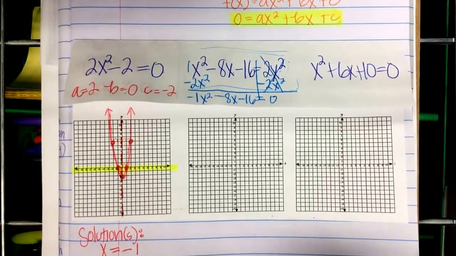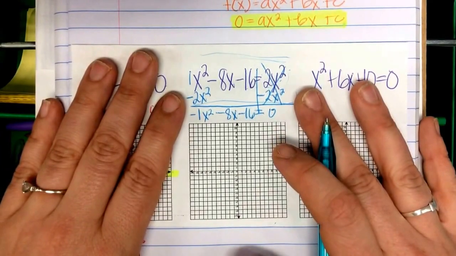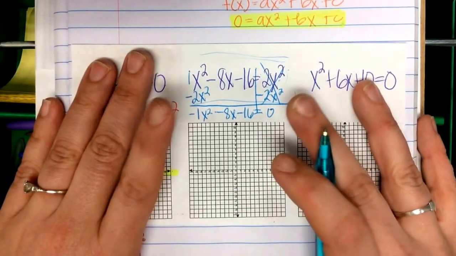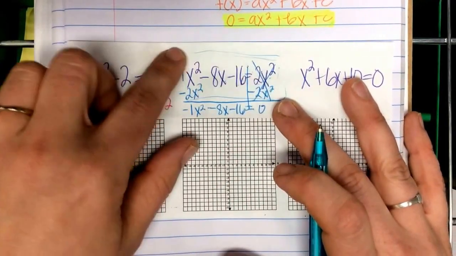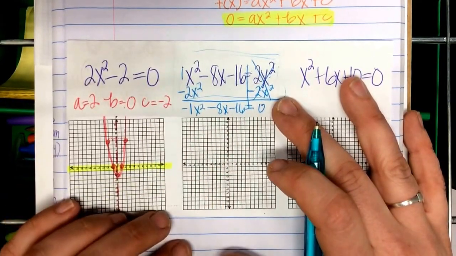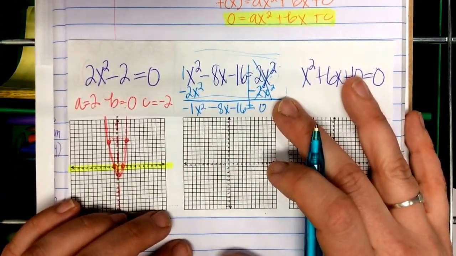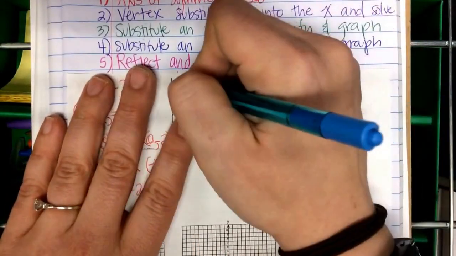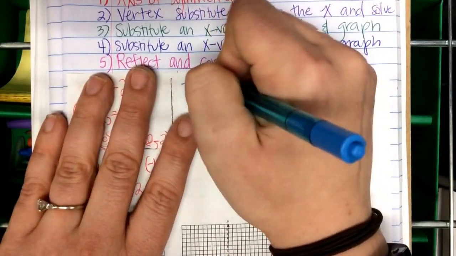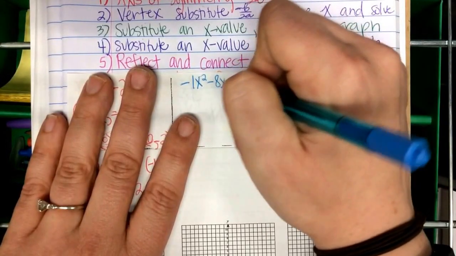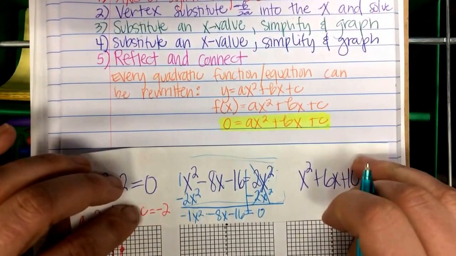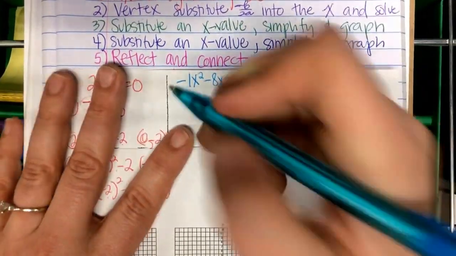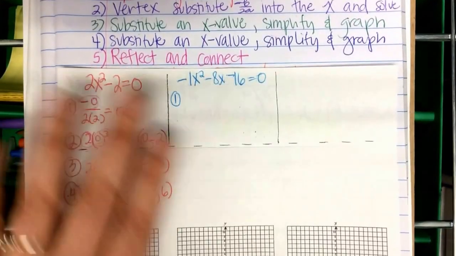So sometimes you're going to have a problem that has pieces that need to be moved. So let's flip open our flap. Let's write the problem. Negative 1x squared minus 8x minus 16 equals 0. Right? Yep. And let's solve. Step 1.